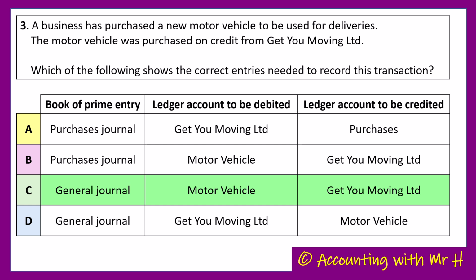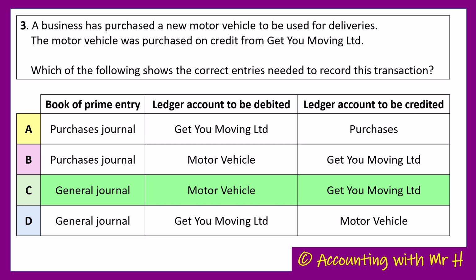And the question specifically says that this motor vehicle is to be used for deliveries. So they are buying a non-current asset on credit. And therefore, it isn't a purchase in the sense that we use the word in accounting. It is them investing, if you like, purchasing a non-current asset. And so it needs to be recorded in the general journal.